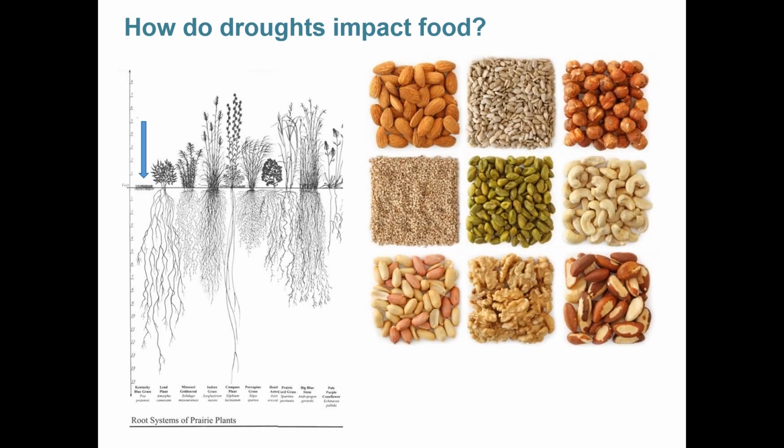There's a lot of variability in seeds too. Larger seeds tend to come from bigger plants, and these bigger plants also tend to be more drought resistant.